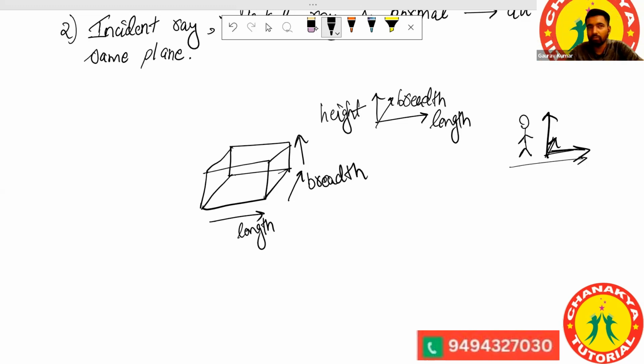Are the movies you are watching on your laptop or phone 3D or 2D? Those are 2D. Why? Because if they were 3D, you would be able to see movement in the lateral direction. Yes, sir, we can feel depth. What do you mean by that?